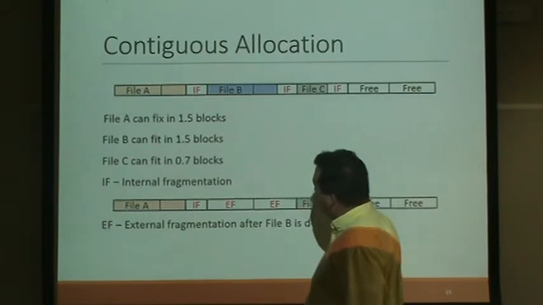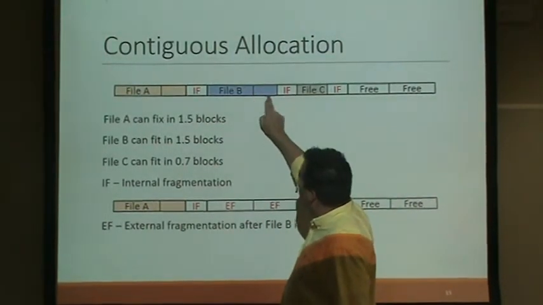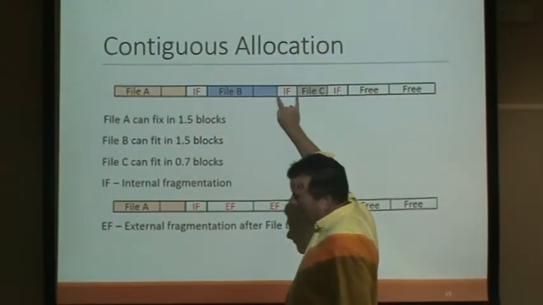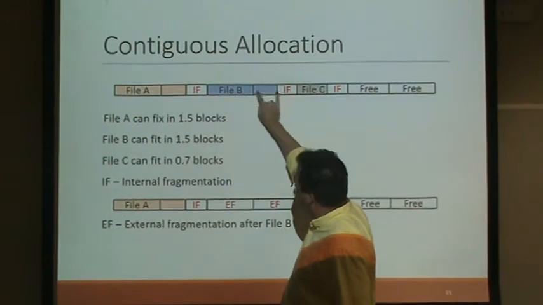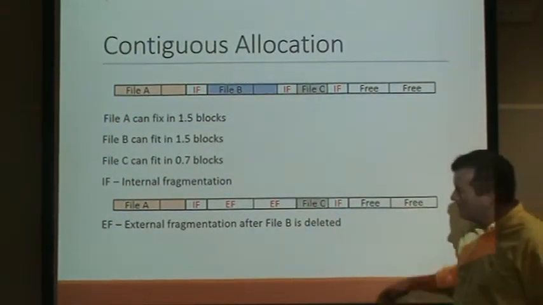And now suppose file B gets deleted. So now this entire block is free. This block, which had two parts to it, the end of file B and some wasted space taken up by file B, this whole block becomes freed.